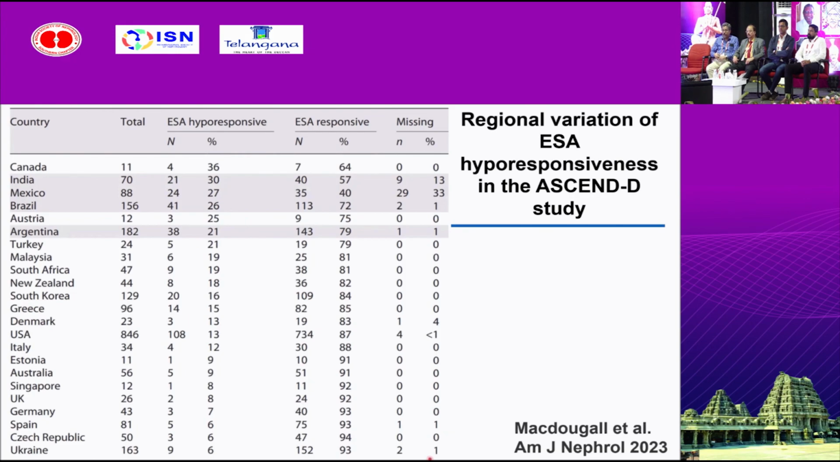ESA hyperresponsiveness ratio varies among different countries. And for some reason, some unknown reason, ESA hyperresponsiveness was more common in India and Canada compared with UK, Australia, or USA. We do not know this reason.